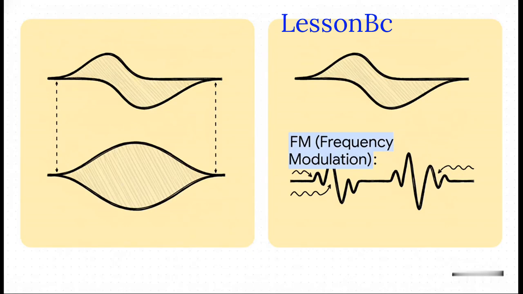Now, here are the two classic ways you've already experienced this your whole life, AM and FM radio. With amplitude modulation, or AM, we change the height of that carrier wave. You can think of it like changing the wave's volume, up and down. With frequency modulation, or FM, we keep the height exactly the same, but instead we change the spacing between the wave peaks. We're messing with its frequency.